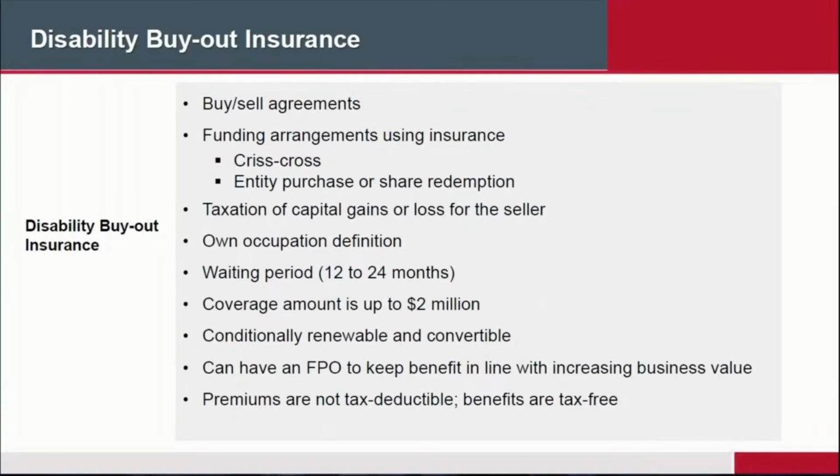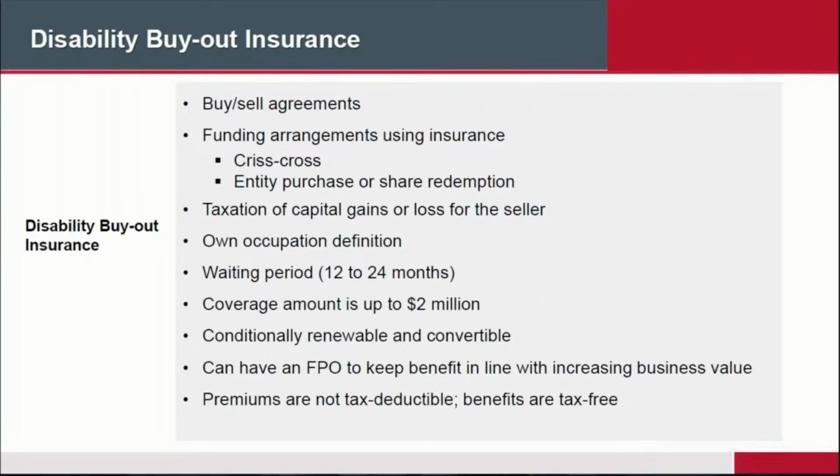In other words, at the end of 12 months, if I'm still disabled, let's say our agreement says at the end of 12 months we're going to trigger the buyout. So in the 12 months, I'm still disabled. You, as my partner, can trigger the buyout. In other words, put in our claim, and I get a check from the insurance company, and I hand over the shares to you, and that's the end of it.